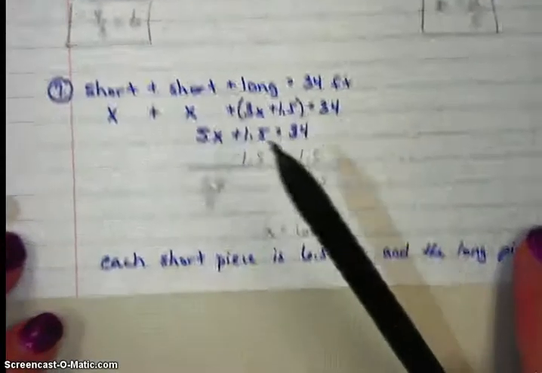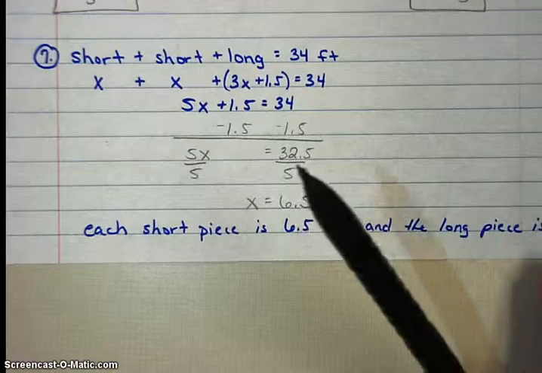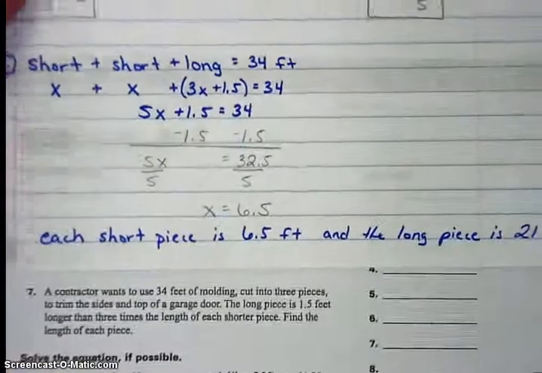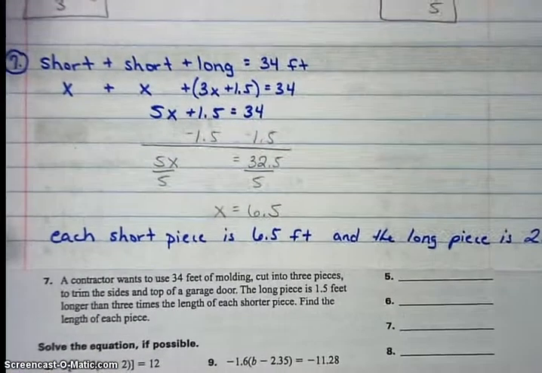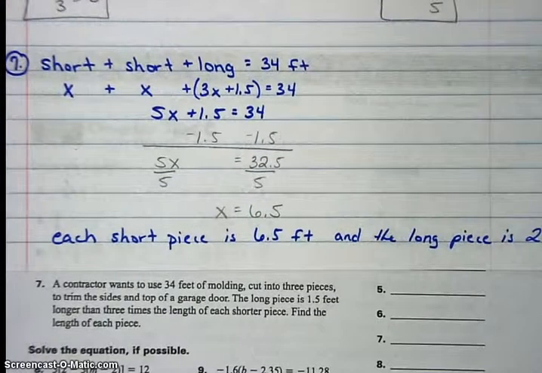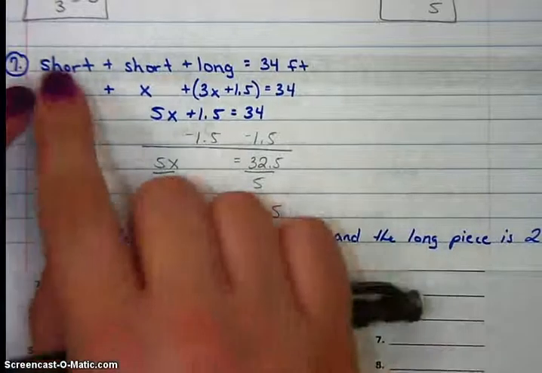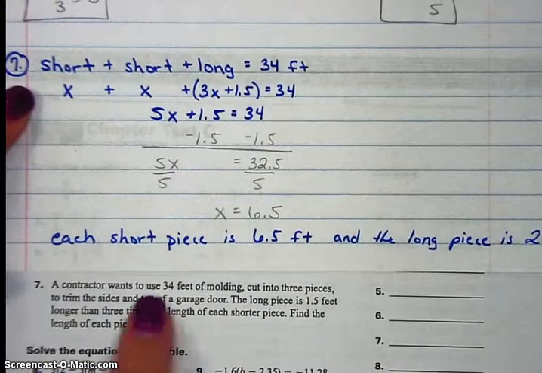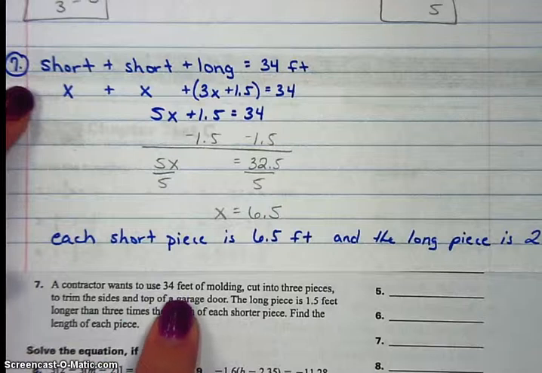Now number 7, this is a word problem. So it talks about a contractor who wants to use 34 feet of molding. It's cut into 3 pieces to trim the sides and top of a garage door. The long piece is 1.5 feet longer than 3 times the length of each shorter piece. So I have 3 pieces. I have 2 short pieces and I have a long piece. So short plus long gives me a total of 34 feet, because that's what he said I have. I have 34 feet to use.